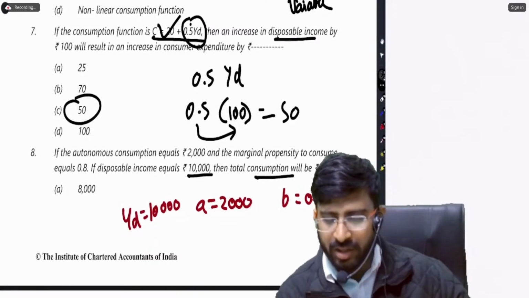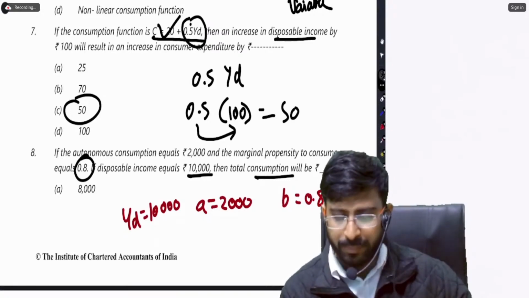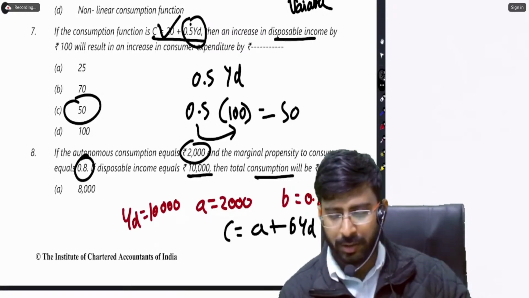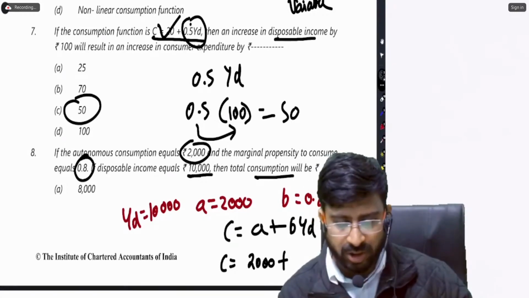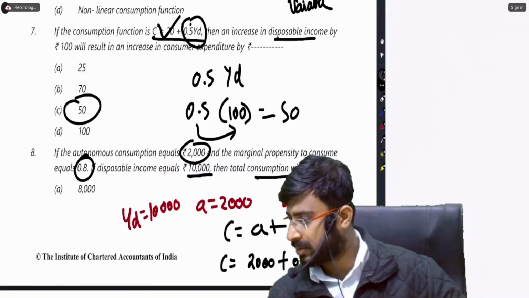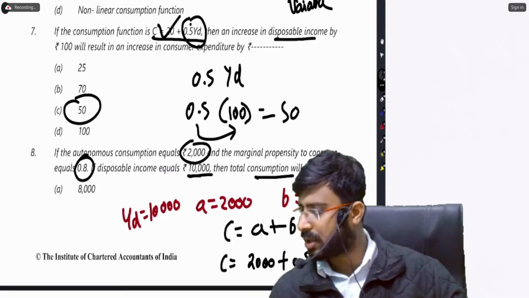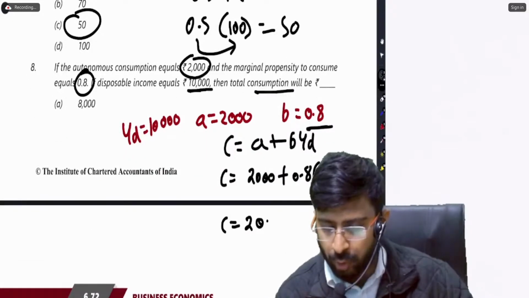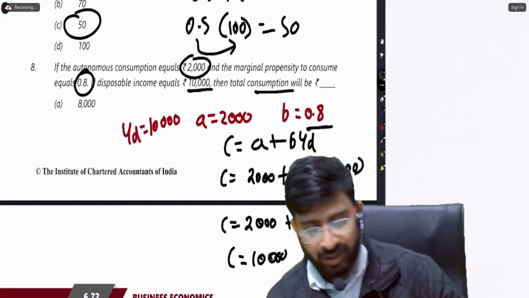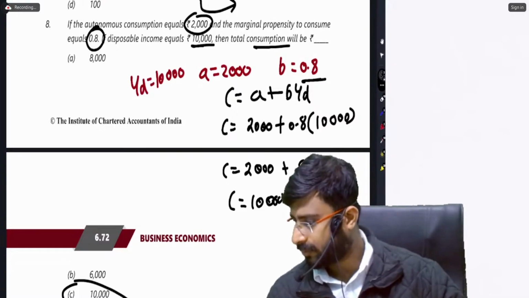See, income is this, right? And MPC is how much? 0.8. So 2000 is my fixed expenditure. C equals what? A plus BY. Now autonomous is 2000. ये तो होगा ही होगा. Plus disposable income कितना है? 10,000 है. B कितना है? 0.8 है. So now everyone pay attention. When you solve it, it would become 2000 plus 0.8 into 10,000, which is 8,000. So C will become 10,000. So the answer is 10,000. Yes or no, everyone?